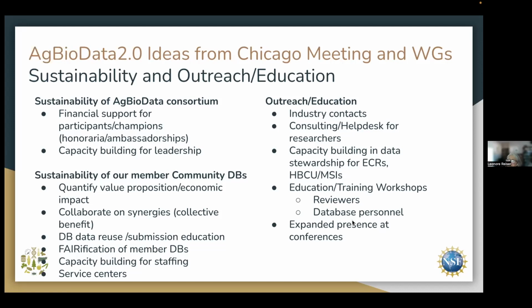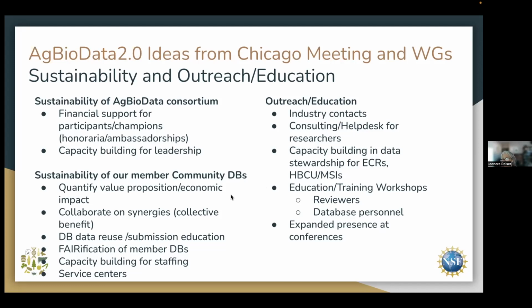Switching to the other goals, we also had ideas about sustainability, outreach and education. Specifically, there are ideas about sustainability for the consortium itself. How are we able to keep this group of people going? There were ideas about providing a little financial support and other incentives, as well as capacity building for the leadership of the consortium.